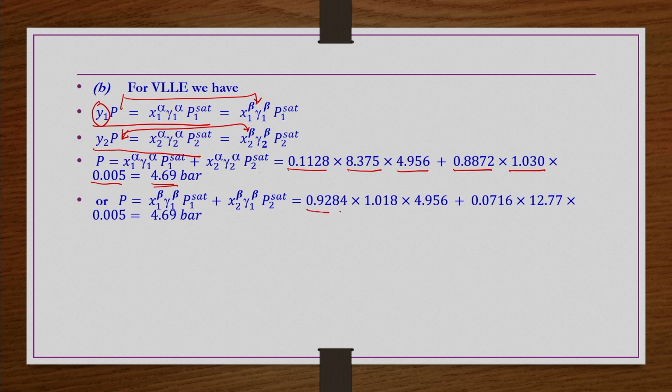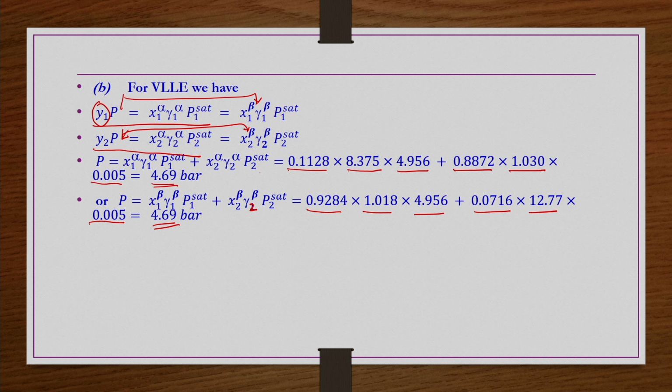x1β you got as 0.9234, P1sat is given as 4.956, and then x2β you obtained, and then γ1β you obtained, and γ2β you obtained as 12.77, and P2sat is given as 0.005. Then also you are getting 4.69 bar. Either way you can get it.